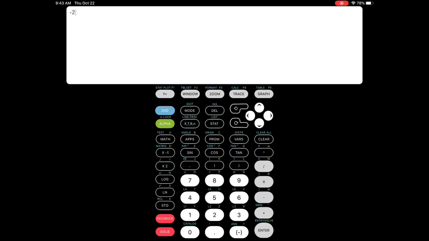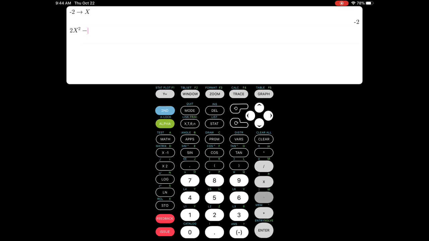So I'm plugging in negative 2. I'm going to type in negative 2. I'm going to click the store button, and it pops up the arrow. And then I'm going to click that X,T,theta,n button that's under mode. What that's doing is telling the calculator, when I type in X, I want you to pretend that X is negative 2. And so then I can plug in my function, and instead of using negative 2, I can use X, because I've told the calculator that X is negative 2.